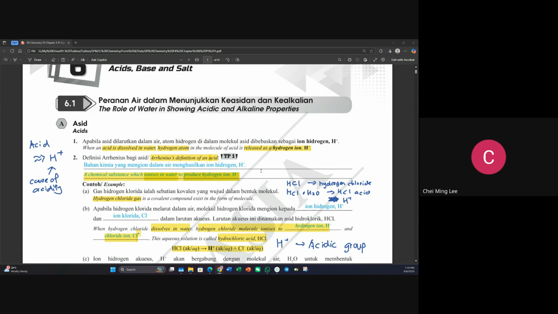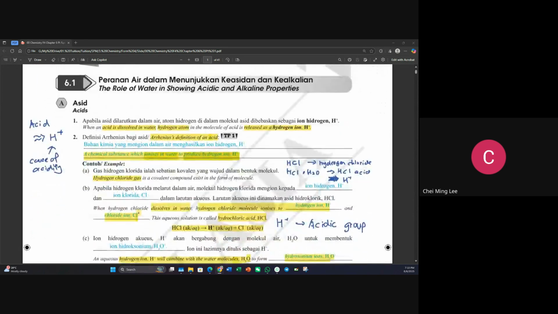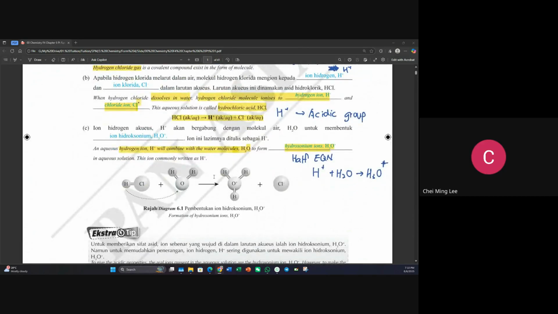Done? Okay. Now let's see the next part. An aqueous hydrogen ion will combine with a water molecule to form a hydronium ion, which means it's H3O positive, sorry, H3O+ in aqueous solution. And this one we commonly write as H+ only, because they just attach.